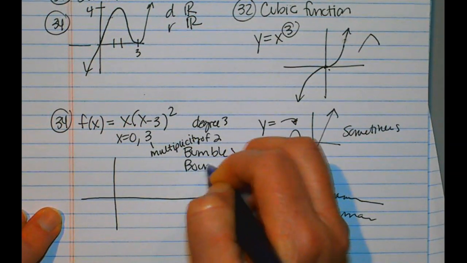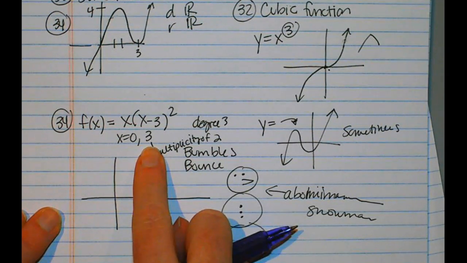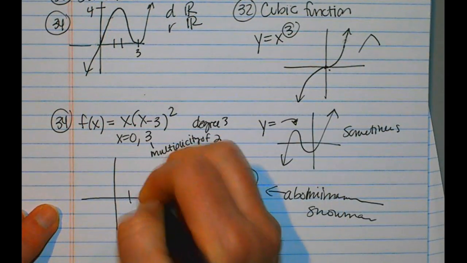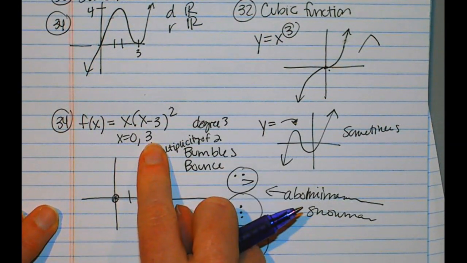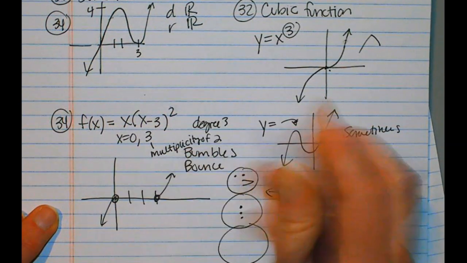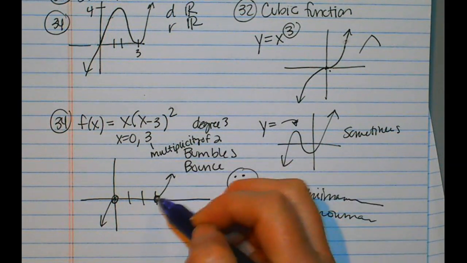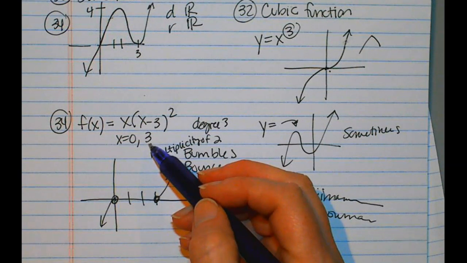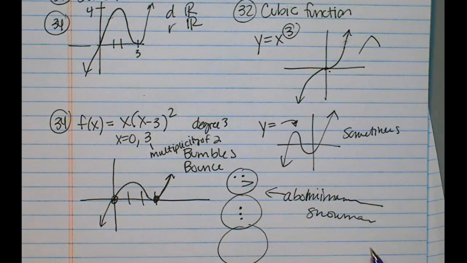Anyway, Bumble's Bounce. This is from Rudolph the Red-Nosed Reindeer. So at 3, it bounces. It has in behavior of 1, 2, 3. There's a 0 here and a 0 here. These are zeros. And it has up and down behavior because it's degree 3. Right? Saturday Night Fever for you is this way. Therefore, we have to get from here to here. How do we do it? We bounce at 3. So we come to 3, we bounce, and then we come back down to 0.